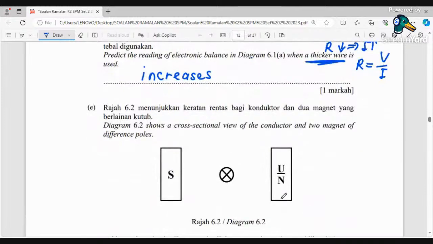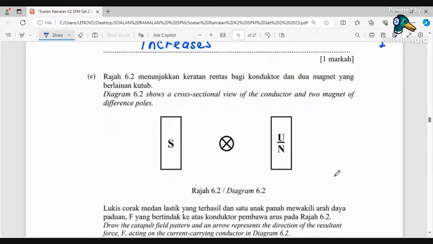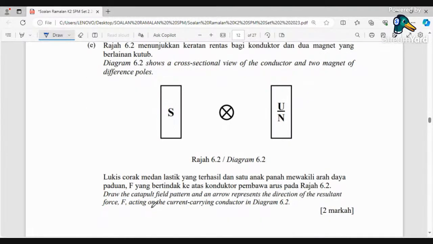Okay, part E. Diagram 6.2 shows cross-sectional view of the conductor and two magnets of different poles. Okay, draw catapult field pattern and an arrow to represent direction of resultant force acting on the current carrying conductor. Okay, so we have here S ataupun south, ini north. Okay, direction of the current in the conductor is into the paper, into the exam paper. Okay, so apply Fleming left-hand rule.